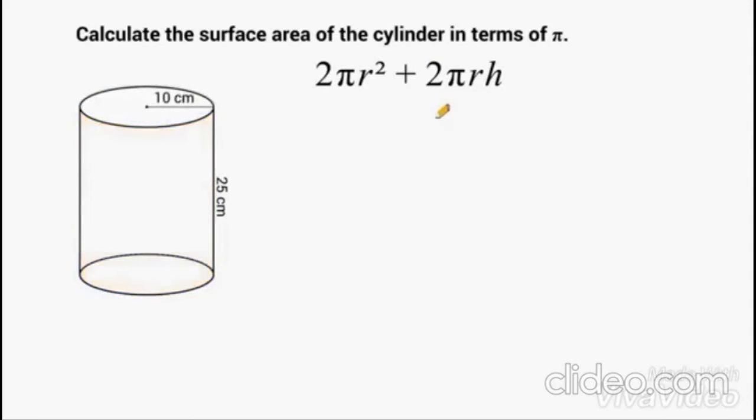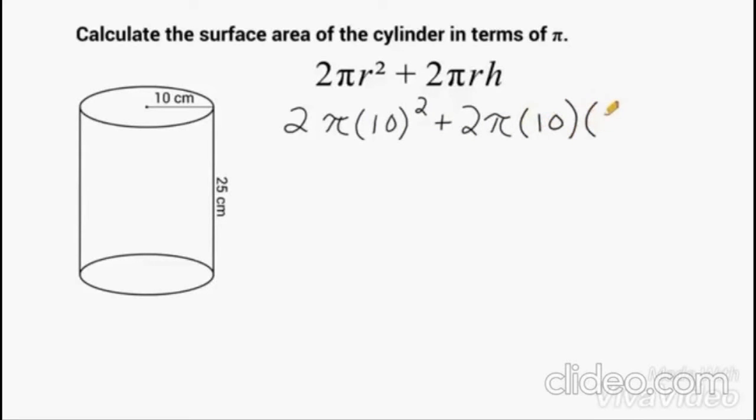The first thing we are going to do is to identify the value of the radius and the value of the height in this problem. So we are going to rewrite this as 2 pi times radius squared, and in this case the radius is 10, so we substitute radius with 10. On the right hand side of our plus sign we have radius again, which we substitute with 10 again. We have to multiply that by the height of the cylinder, which is 25 centimeters.